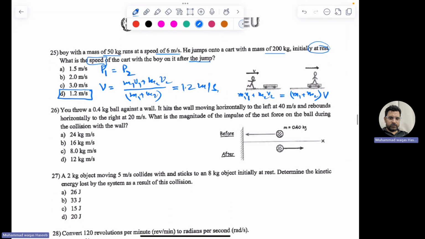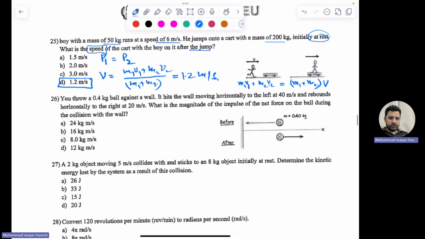Great. Now the next question. Question 26: you throw a 0.4 kilogram ball against a wall like this. It hits the wall moving horizontally with the speed at left. So this is your speed. And it rebounds horizontally to the right with this speed. What is the magnitude of the impulse?